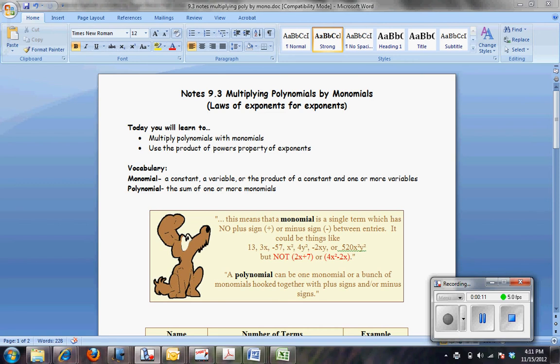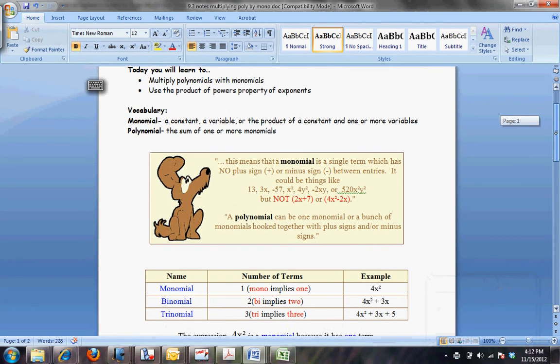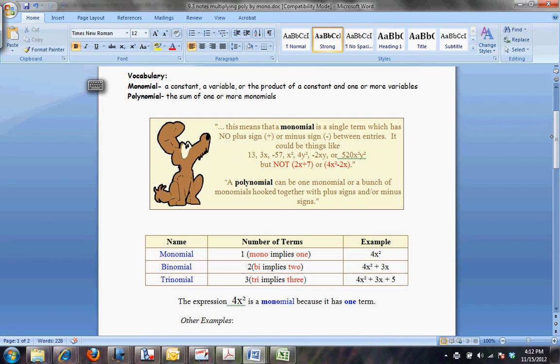Today we're going to be talking about multiplying polynomials by monomials. So in class, we went over the terms monomial, polynomial, trinomial, binomial, all of those nomials, and now we're actually going to be doing more things with those. The first part of your notes is a little bit of review from our class with your vocabulary, talking about a monomial, polynomial, and just some graphics for you.